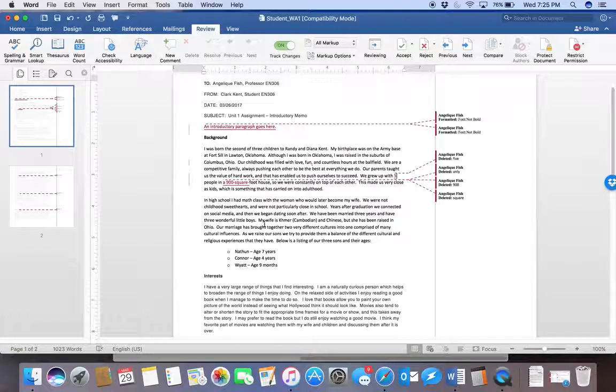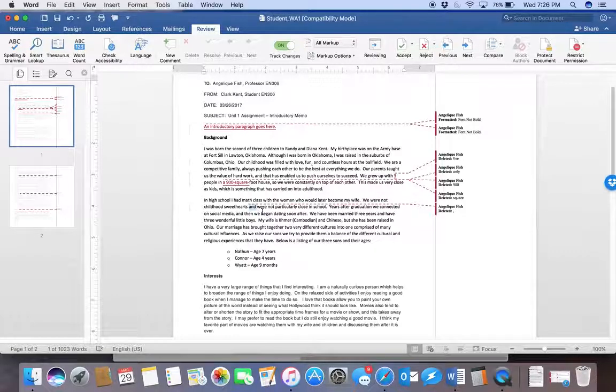So in high school, I had math class with the woman who would later become my wife. Oh, cute. We were not childhood sweethearts, and were not particularly close in school. Okay, so here's a conjunction with a comma. If you have a conjunction and it is not joining 2 complete sentences, then you do not need that comma. So if you have a conjunction, you can stop and ask, is what comes before a complete sentence? We were not childhood sweethearts.